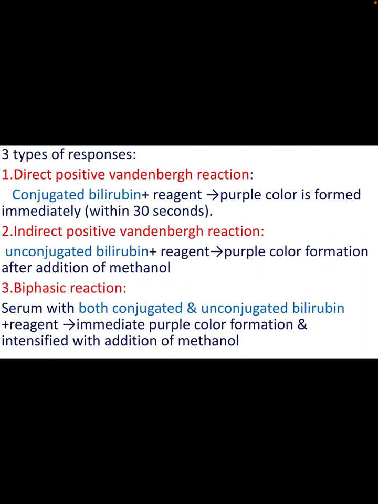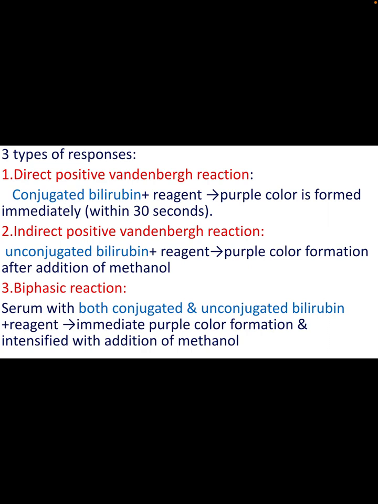And during this Van den Bergh test, 3 types of responses may be noticed. First one is direct positive Van den Bergh reaction. In this reaction, if the serum is having conjugated bilirubin, when we are mixing with this reagent, it shows the purple color formation immediately within 30 seconds. That indicates it is a direct positive Van den Bergh reaction response.